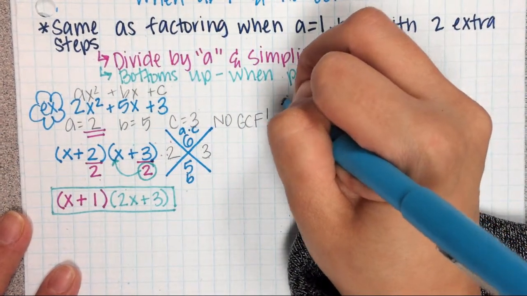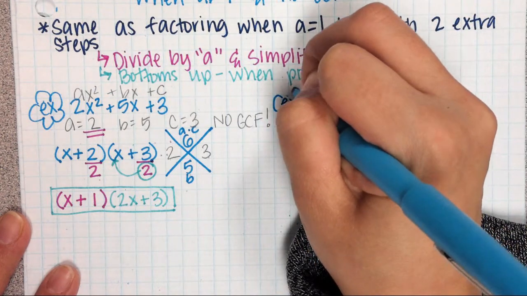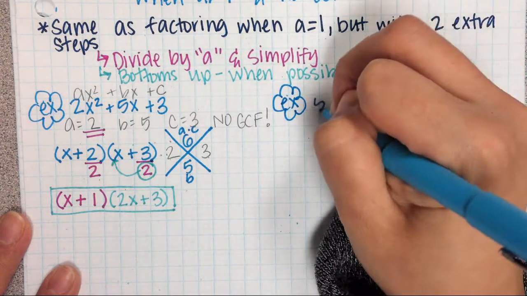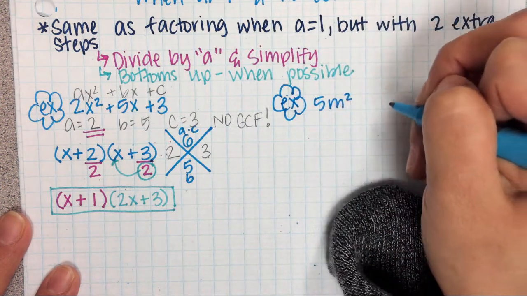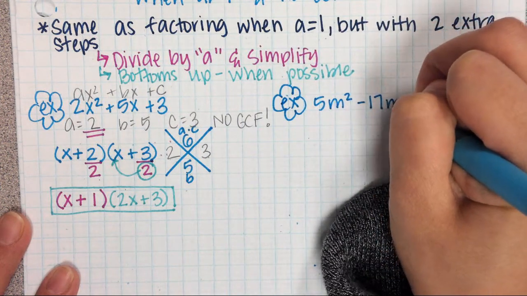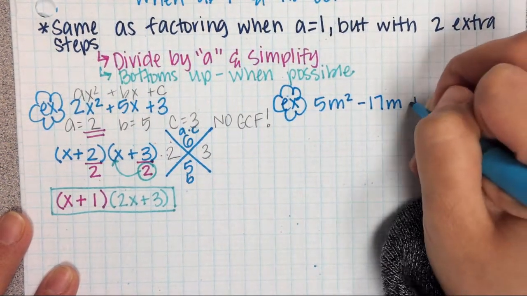Right, so my next example is 5m squared minus 17m plus 6.